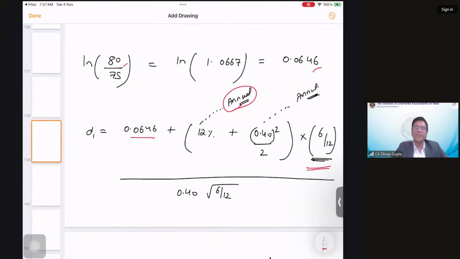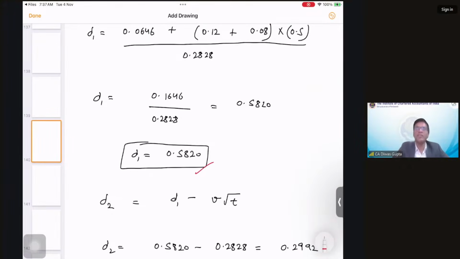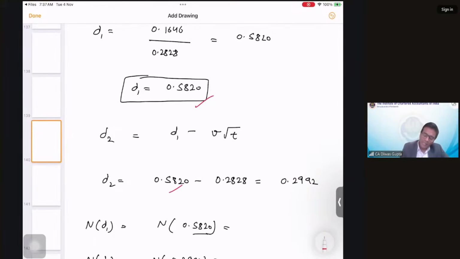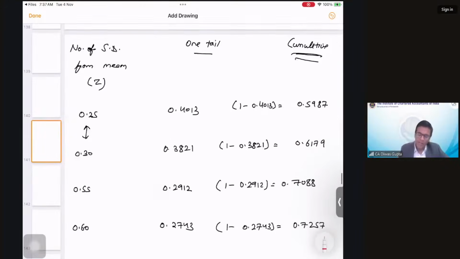Clear? So 12% and 0.4 have to be the annual metrics. Basis that number we will put into the D1 to arrive at the overall value. It's just a simple formula calculation for D1. So the D1 comes out as 0.5820. And similarly, we can calculate D2 here. Yes, 0.5820 minus 0.2828 to arrive at this much. So ND1, which is 0.5820, and ND2, which is 0.2992. This is what we have arrived at.